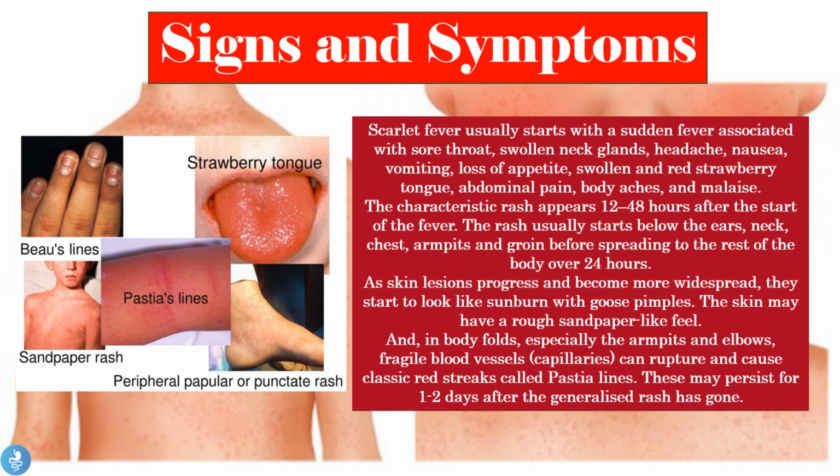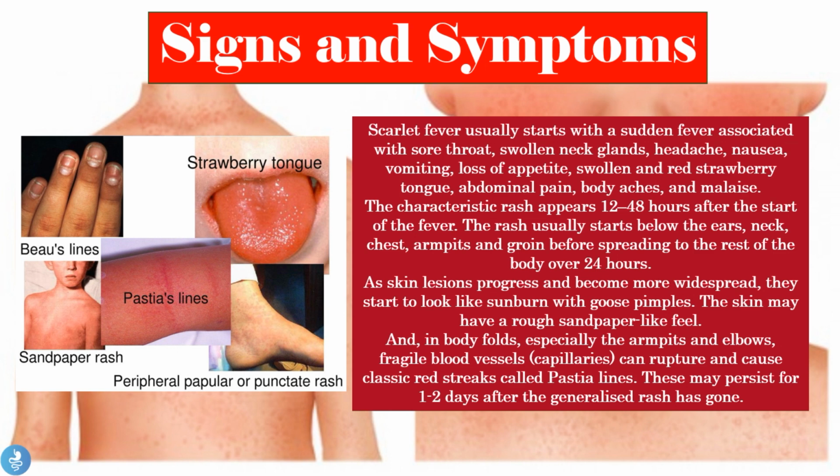So now let's take a closer look at some signs and symptoms in patients who have scarlet fever. Scarlet fever usually starts with a sudden fever, which is associated with a sore throat, swollen neck glands, which are lymph nodes in the neck region, a headache, nausea, vomiting, a loss of appetite, and a swollen and red strawberry tongue. This is actually what that strawberry tongue looks like, the typical aspect of what that strawberry tongue looks like. These patients will also have abdominal pain, body aches, and malaise.